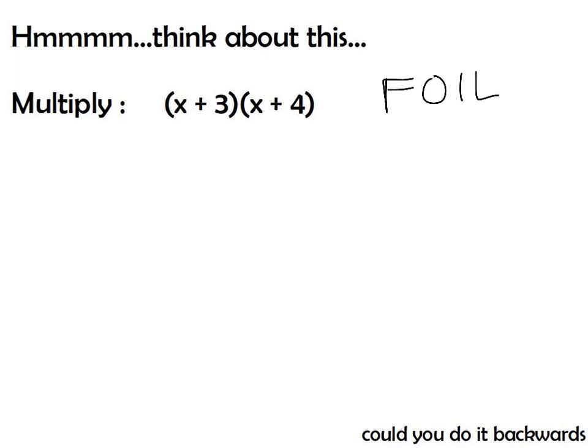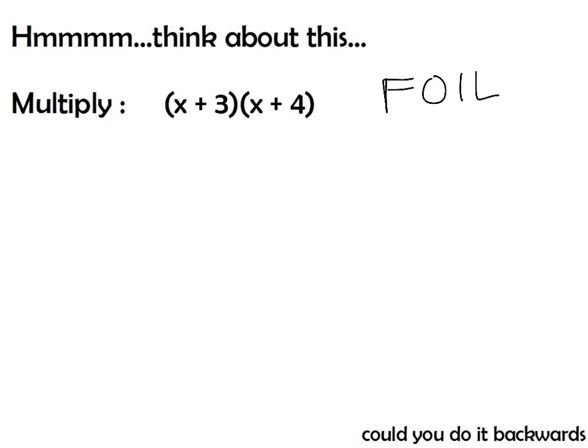That's just an acronym to remind you that you're going to take the first terms and multiply them. That's the x and the x. First, and then you're going to do the outer terms, and you're going to multiply those. Then you're going to multiply the inner terms, and then the last terms. Just an acronym to help you remind everything that has to get multiplied. Now let's try it on this one.